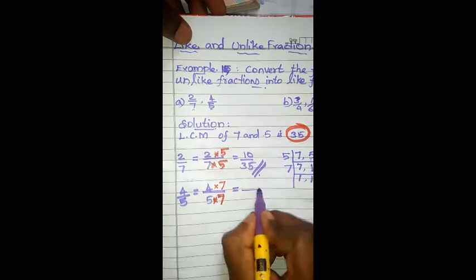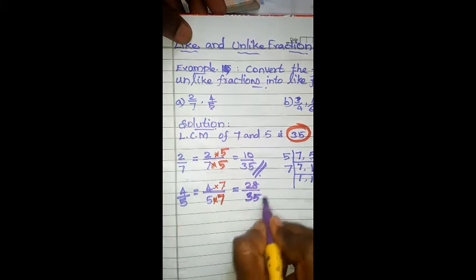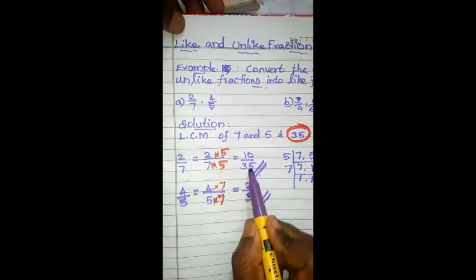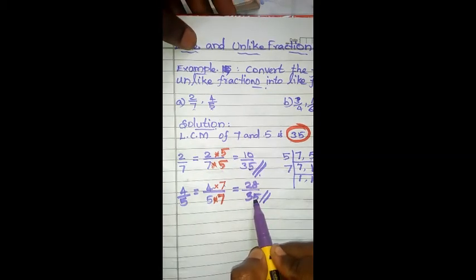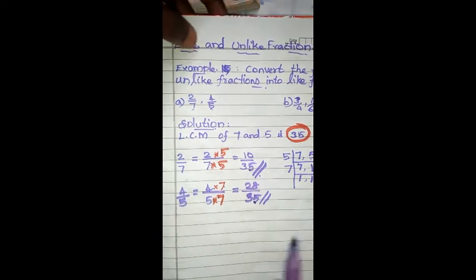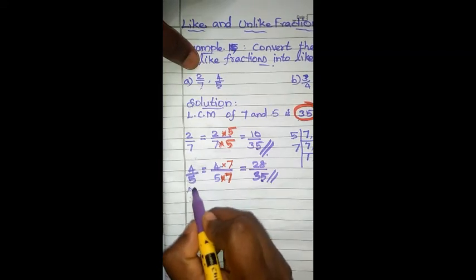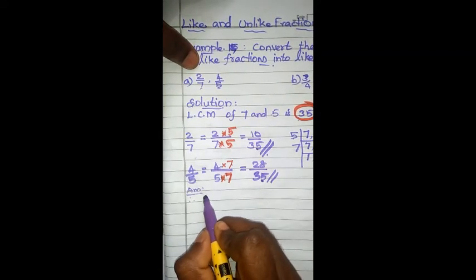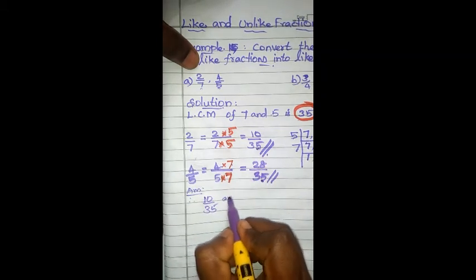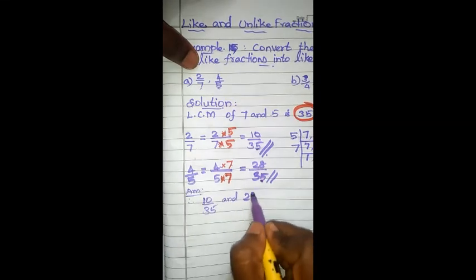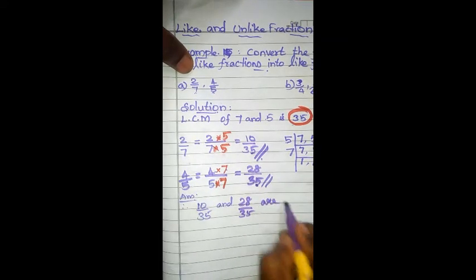4 7s are 28 and 5 7s are 35. 4 7s are 28, correct? See, the first denominator is 35 and the second denominator is also 35, correct? We change it into the same denominator, right? Therefore 10 by 35 and 28 by 35 are like fractions.